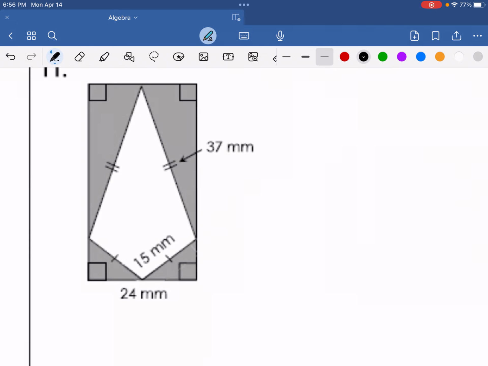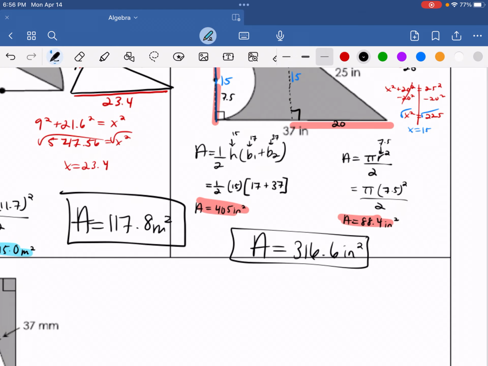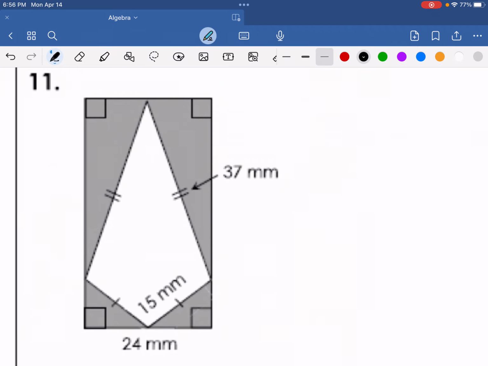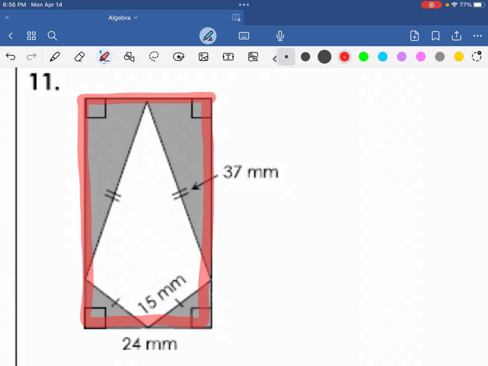Okay, last problem. So there you go. Okay, last problem. We have a rectangle. So first find the area of the rectangle. You just need the length and the width. Sadly, we do not have the height or the length, whatever. We only have one side.